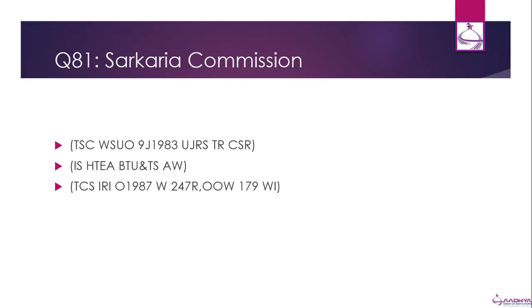Write a brief note on the Sarkaria Commission. The Sarkaria Commission was set up on 9th June 1983 under Justice Ranjit Singh to review central state relations. It studies how the existing arrangements between the Union and states are working. The Commission submitted its report in October 1987 with 247 recommendations, out of which 179 were implemented.